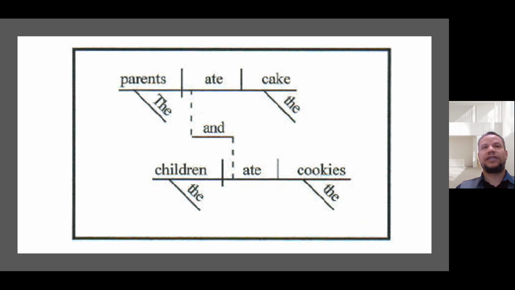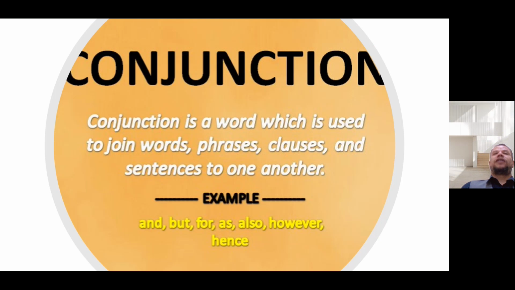Compound sentence. So this is now, what is a conjunction? The conjunction here is, of course, "and". That's right. So a conjunction, in short, is a word which is used to join words or phrases without a verb, or clauses, complete sentences, and sentences to one another, to be one sentence. Examples: and, but, for, so, also, however, hence, and so on.